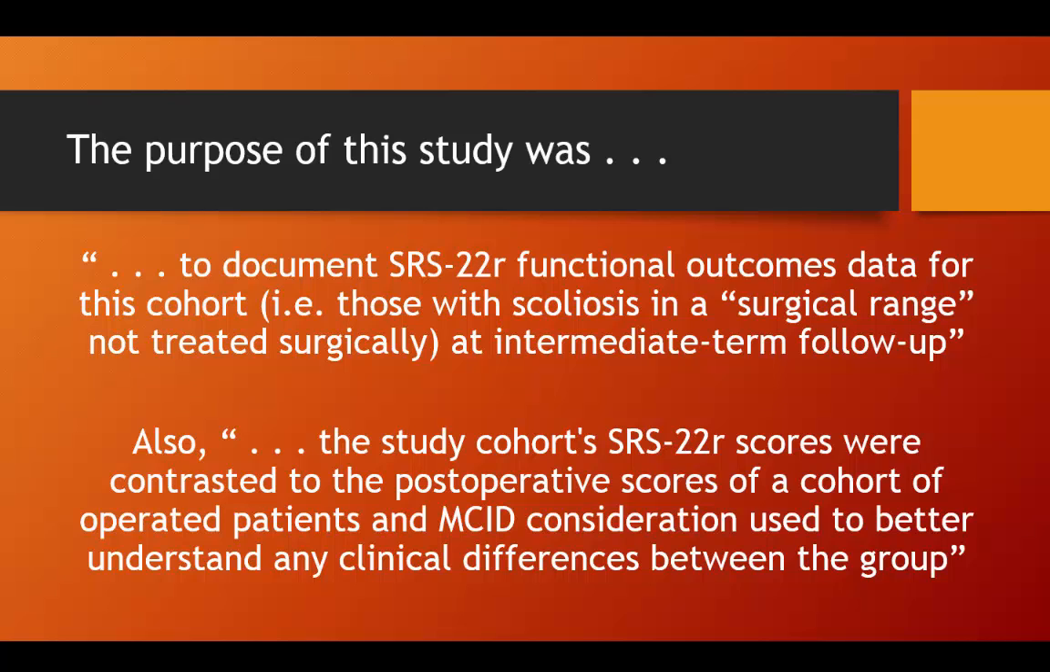So, what was the purpose of this study? It was, quote, to document SRS 22R functional outcomes data for this cohort, those with scoliosis in a surgical range but not treated surgically, at intermediate term follow-up, unquote. Also, the study cohort's SRS 22R scores were contrasted to the postoperative scores of a cohort of operated patients and the minimally clinically important difference consideration used to better understand any clinical differences between the groups.